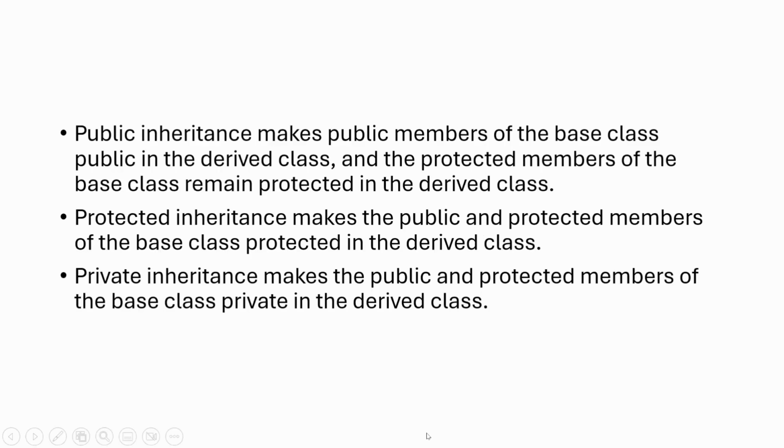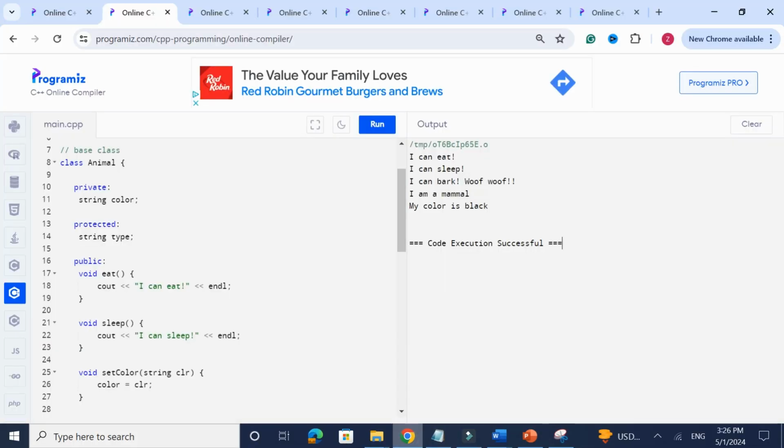But before we do that, let's look at a slight difference here too. Public inheritance makes public members of the base class public, and the protected members of the base class remain protected. Okay? Protected inheritance makes the public and protected members of the base class protected in the derived class. Private makes the public and protected members of the base class private in the derived class. Let's go to the example.